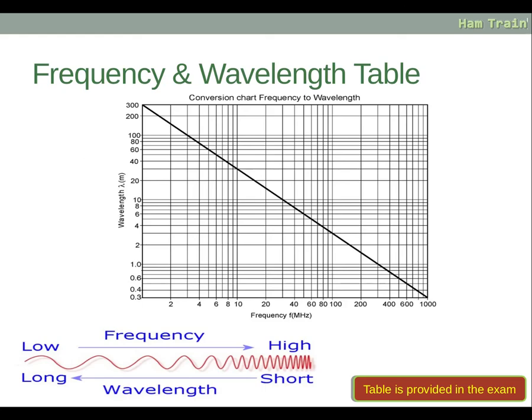As a general rule, with frequency, as the frequency gets higher, the wavelength gets shorter, and vice versa. If the frequency gets lower, the wavelength becomes longer. And again, this table chart that you see here is provided in the exam.